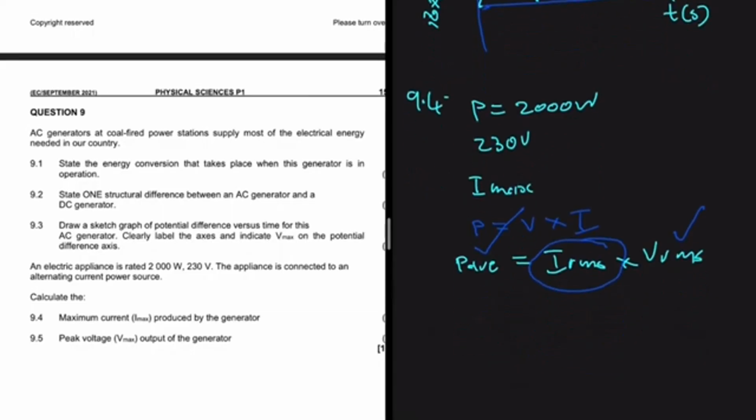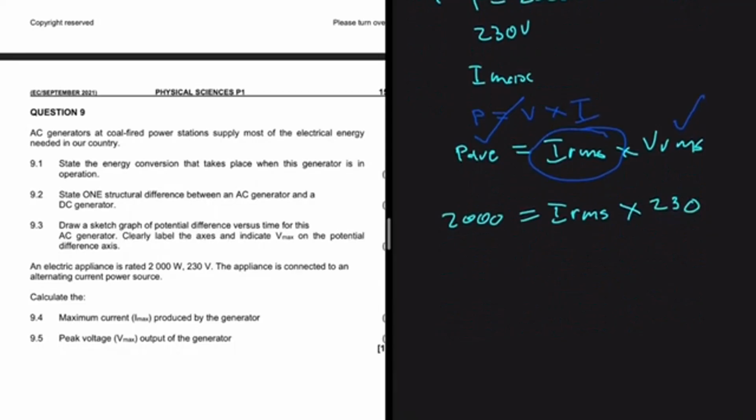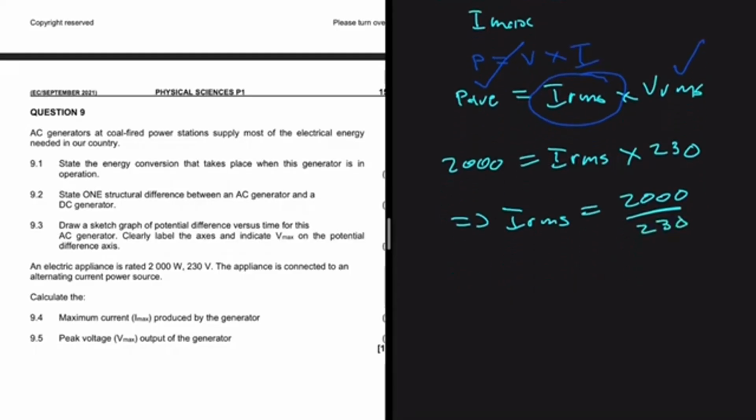So let me show you what I'm talking about. In place of power average, we substitute 2000. In place of I RMS, that's what we're looking for, so it remains as it is. And in place of V RMS, we have 230. The conceptual physics problem solving is done now. We're just solving the math. We're dividing both sides by 230. So I RMS will be equal to 2000 divided by 230, which is equal to 8.6957 amps. So now we have the I RMS.